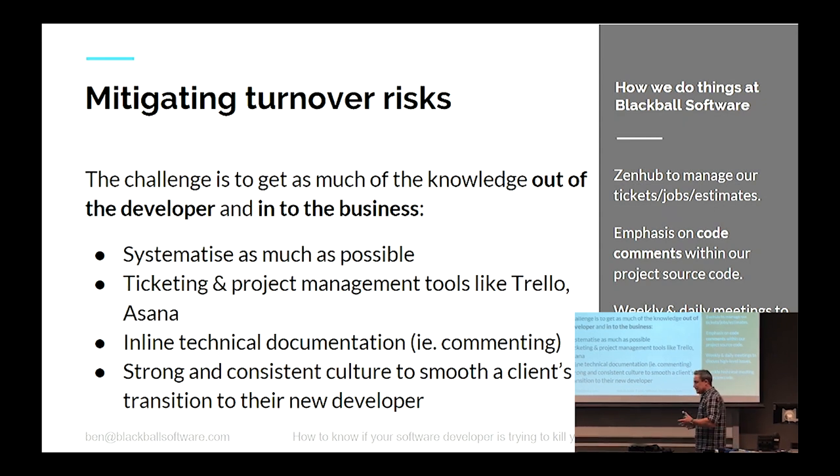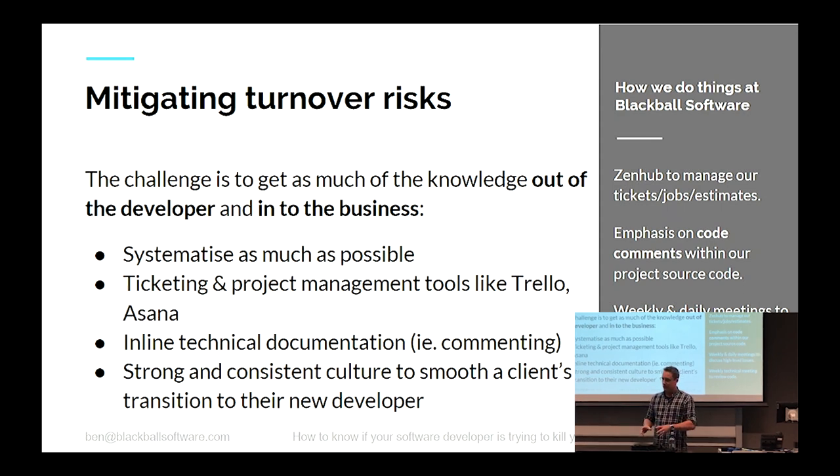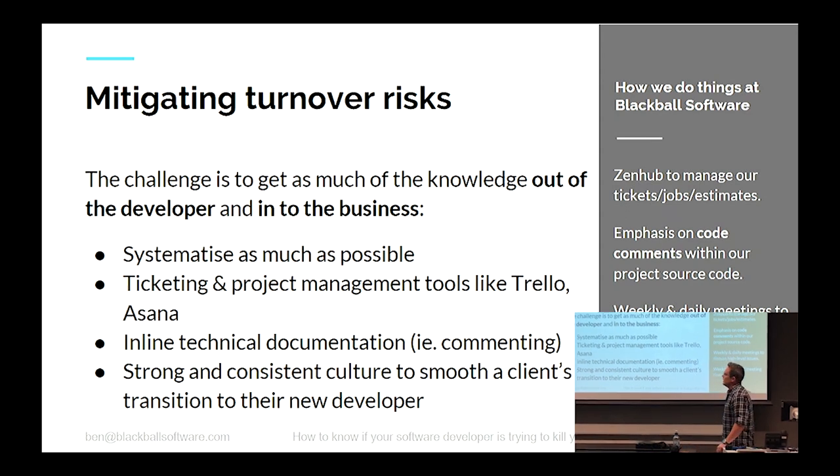So what we do is systematize as much as possible. Blackball is an agency developer, so we have lots of completely different projects going on at any one time for completely different clients. But within that, we can still systematize and keep our code extremely consistent between projects, which means that developers can jump between projects and instinctively know where they should be able to find the data access classes, for example, or even what a function should be called or how it should be capitalized. If I could systematize that, that would be great. But a lot of it comes down to convention, which is basically just remembering. You just have to remember to name your variables a certain way.